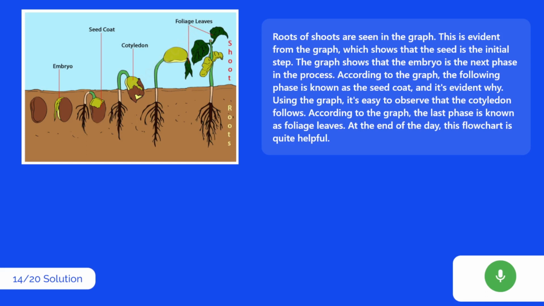Roots of shoots are seen in the graph. This is evident from the graph, which shows that the seed is the initial step. The graph shows that the embryo is the next phase in the process. According to the graph, the following phase is known as the seed coat, and it's evident why. Using the graph, it's easy to observe that the cotyledon follows. According to the graph, the last phase is known as foliage leaves. At the end of the day, this flowchart is quite helpful.